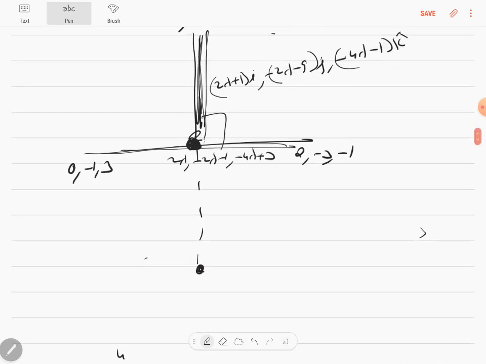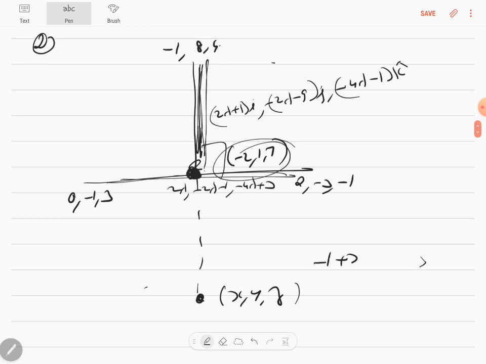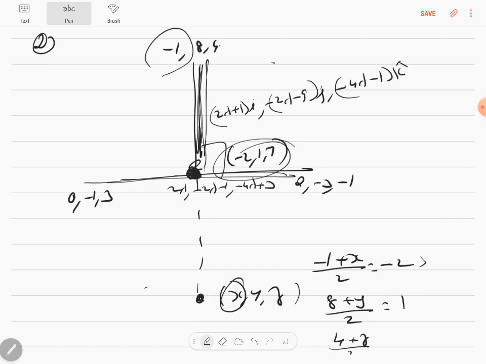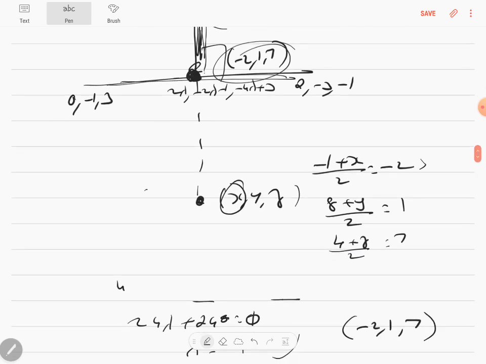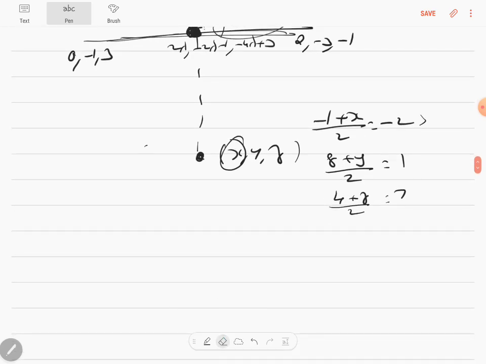This point you found to be (-2, 1, 7) now. You can name the image point as (x, y, z). This foot will be the midpoint between this point and this point. So (-1 + x)/2 = -2, midpoint formula, (x1 + x2)/2 is this midpoint. Similarly, (8 + y)/2 = 1 and (4 + z)/2 = 7. Then just solve this and you get the value. That's all. So simple. What is so difficult about image?